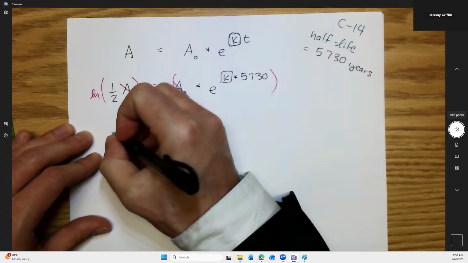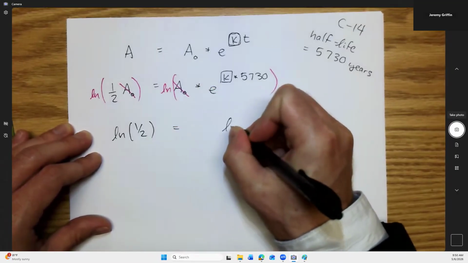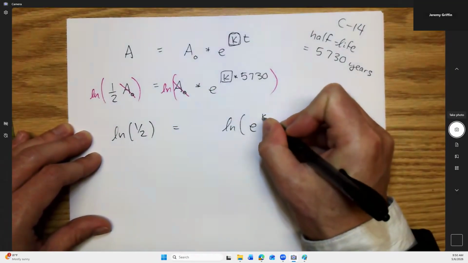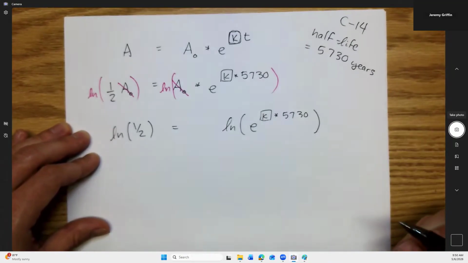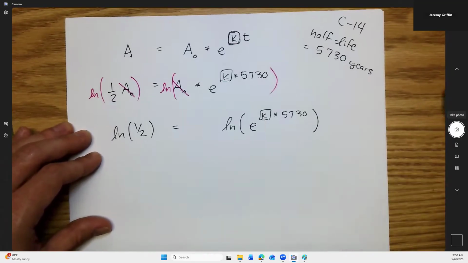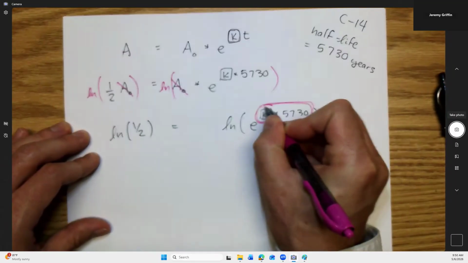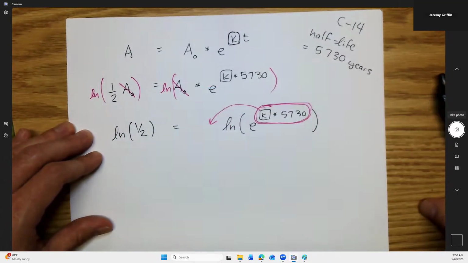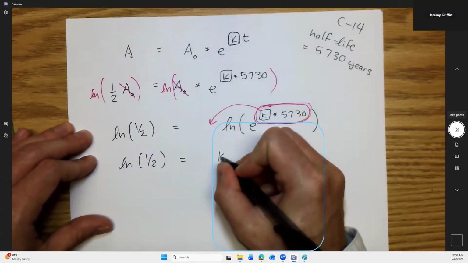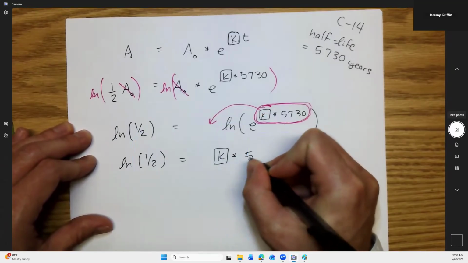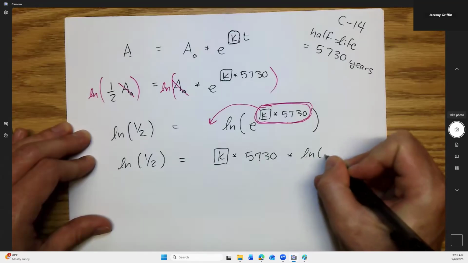So I have natural log of 1/2 equals natural log of e to the k times 5730 years. Right there. And then, because of properties of logarithms, starting to get to this last review, this power I can bring down in front. I can say natural log of 1/2 equals k times 5,730 years times natural log of e.